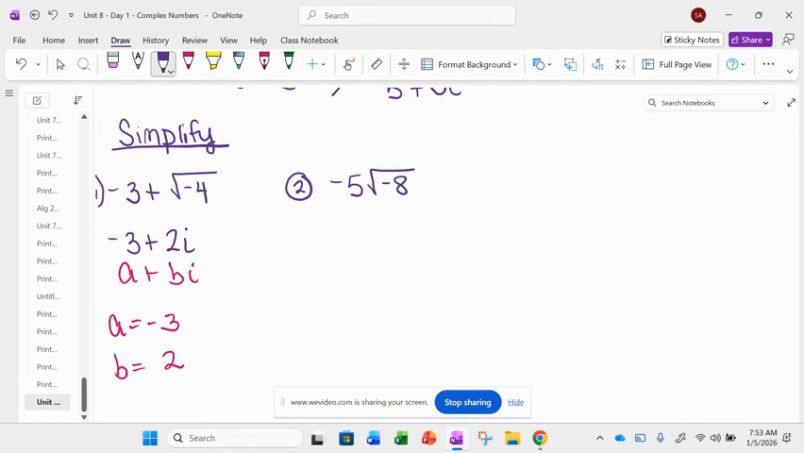Right. Now I want us to simplify -5 times the root of -8. So right off the bat, I'm taking out that i. So I have -5i root 8. But then I realize I can simplify the square root of 8. So we get -10i root 2.